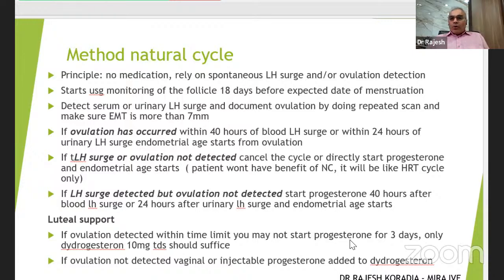What about the luteal support in a natural cycle? If the ovulation is detected within the time limit, you may not start progesterone for 2 to 3 days. Only dydrogesterone 10 mg TDS should suffice. If the ovulation is not detected, vaginal or injectable progesterone is added to dydrogesterone.